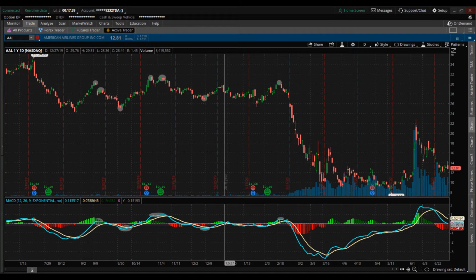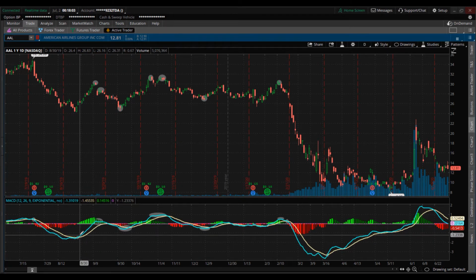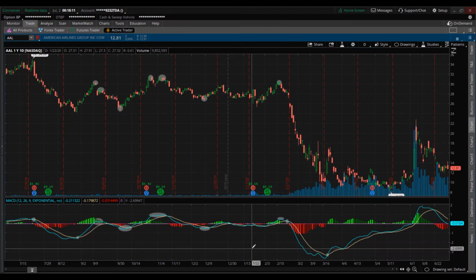Now there are a couple ways to read and use the MACD. First, one can read the MACD based off of line crossovers. When you have the fast line, in this case the blue line, crossing over the slow line, the pale yellow one, that is considered a bullish crossover or a buy signal, such as in this example right here and in this example right here. Momentum is then considered bullish for as long as the fast line stays above the slow line.